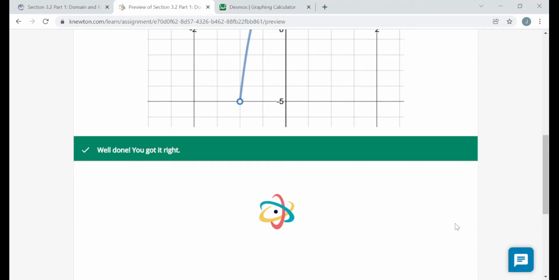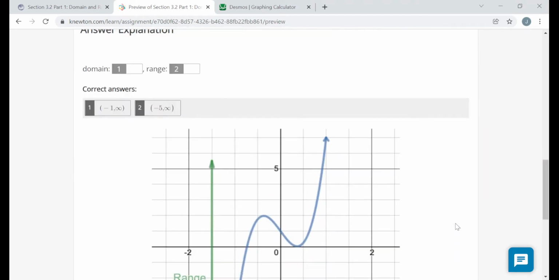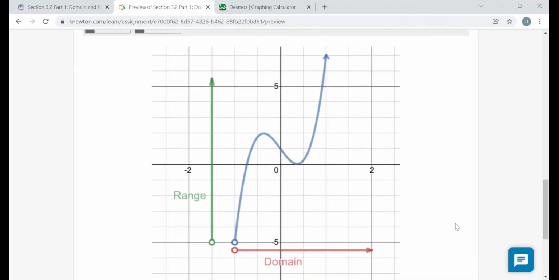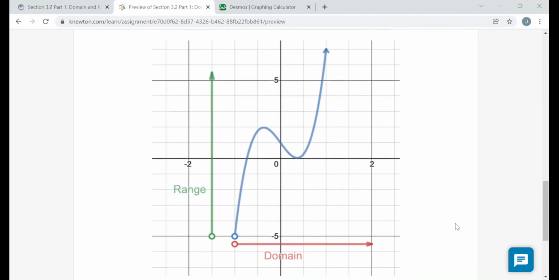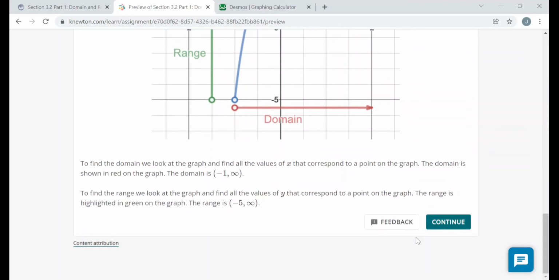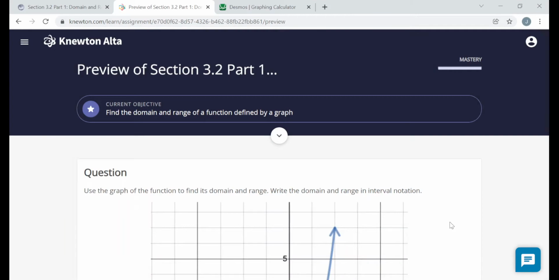Again, I really feel, especially these ones with the graphs, stating the domain and the range should be simple. And that should be it for the preview version of this assignment.